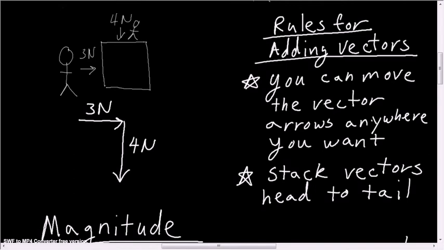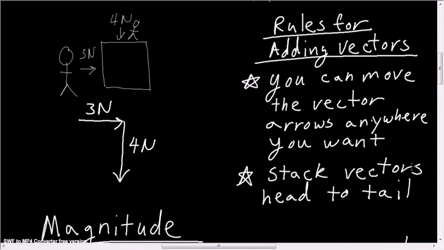First, we can move the vector arrows anywhere we want, because they're vectors. They have magnitude and direction, but they don't have a location necessarily. So what I've done here is I've taken the 4 Newton arrow and I've moved it down here, and the 3 Newton arrow and moved it right here. So I've added these vectors head to tail like I've done in step 2 of the rules here.